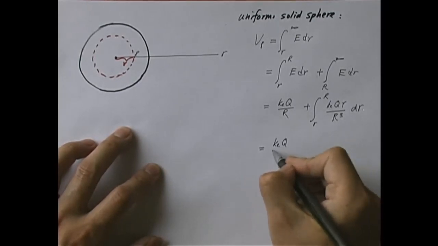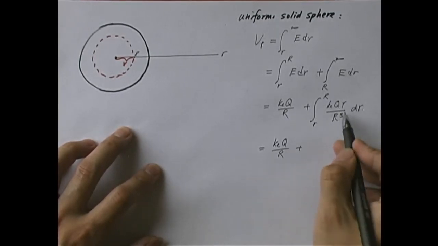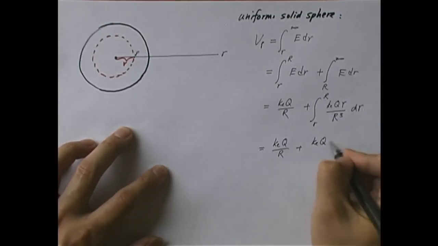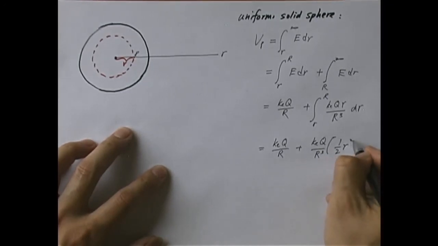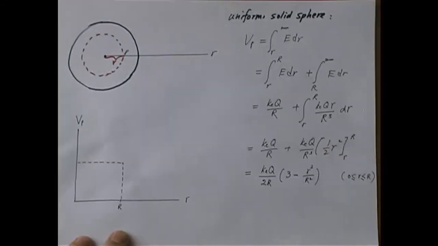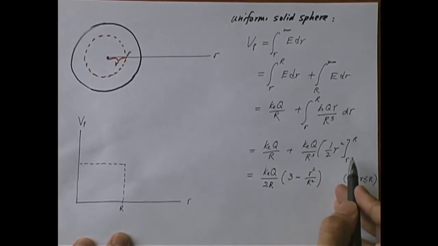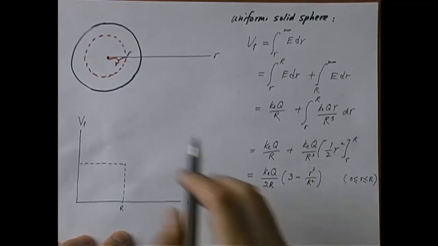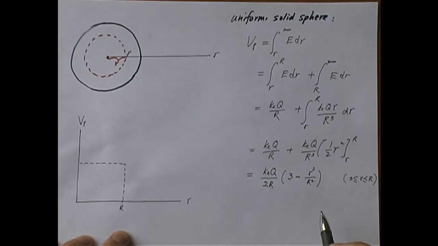Now we can easily finish the integral, and this is what we get. KQ over R plus, since everything is a constant except this r, a factor of 1/2. So it's KQ over R cubed times 1/2 of r squared, integrated between the lower limit small r and the upper limit big R, and we can easily simplify that. After you combine these two terms, it's KQ over 2R times this factor here. This small r value has to be less than big R because it has to be inside the solid sphere.